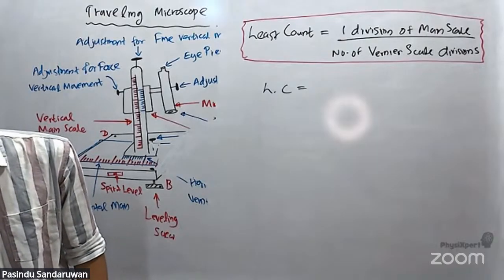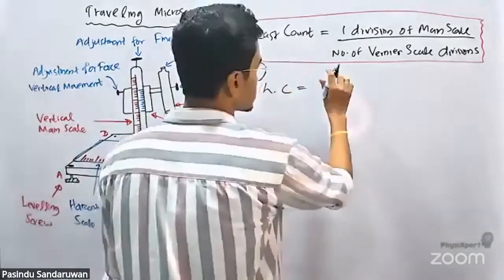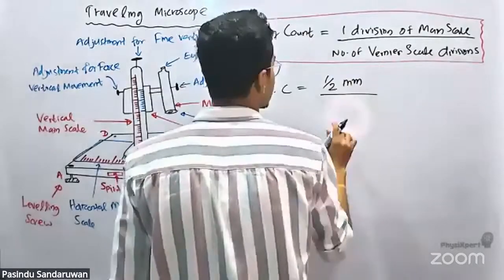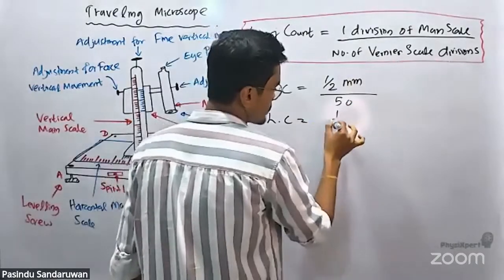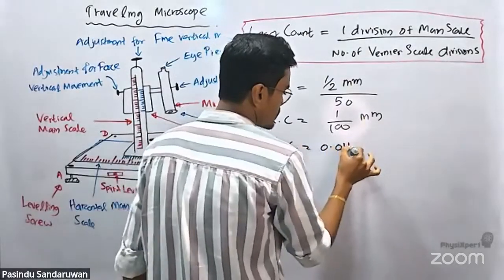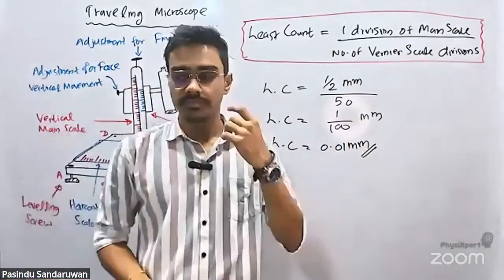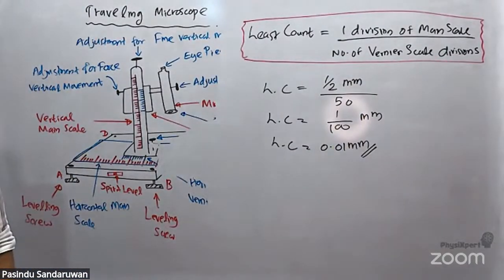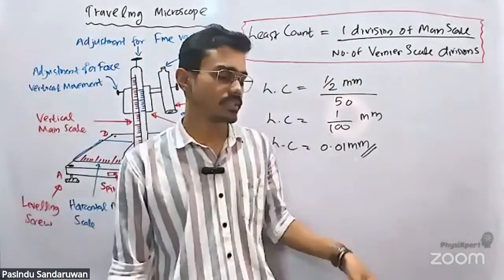Zero point zero two, 0.01. Okay. This least count is one division of the main scale, half a millimeter, over the number of vernier scale divisions, 50. Which means the least count equals half over 50, which is 0.01 millimeters. Right? That's a normal thing, 0.01 millimeters.